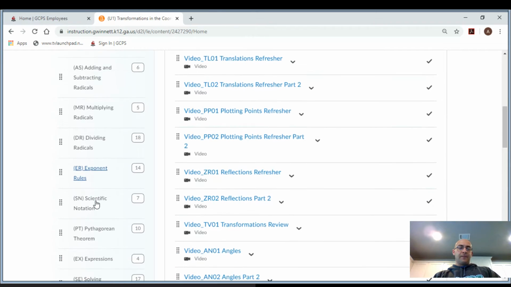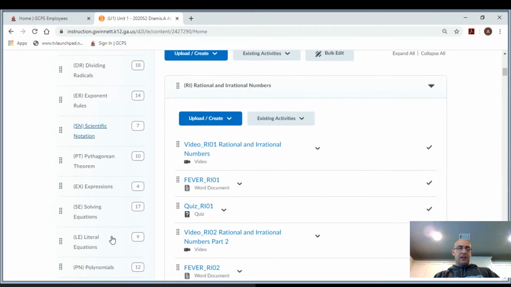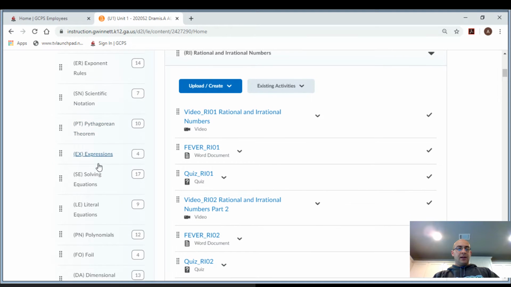That's somewhat important. You can skip scientific notation and Pythagorean theorem because those are lame. You can go right to expressions or solving equations, right? So exponent rules and then solving equations and expressions, okay? Because those are really important too.